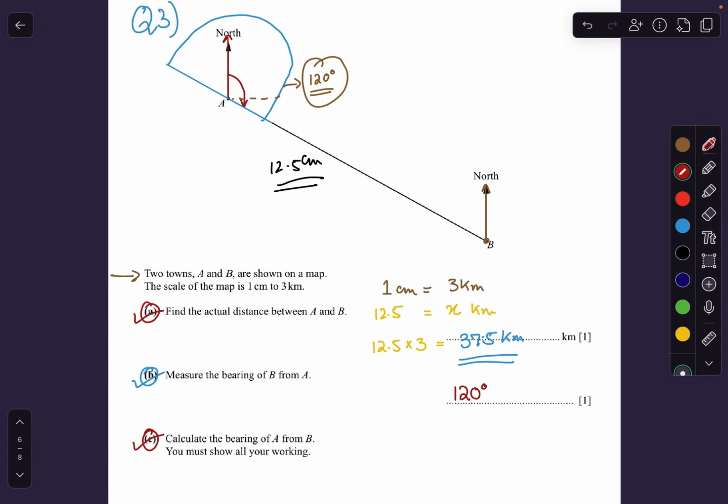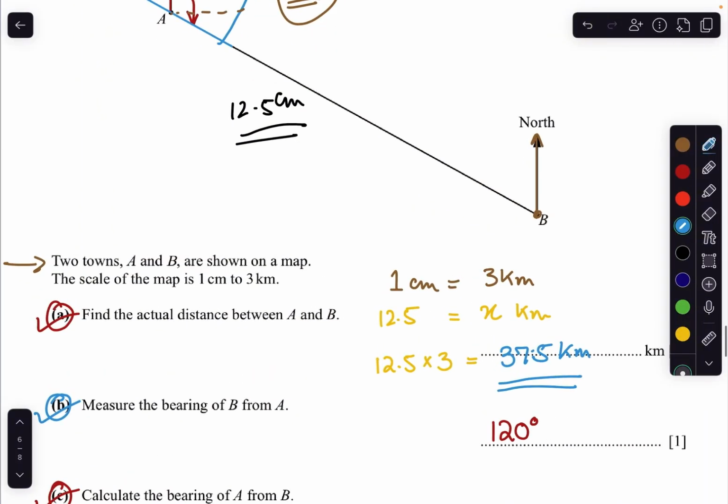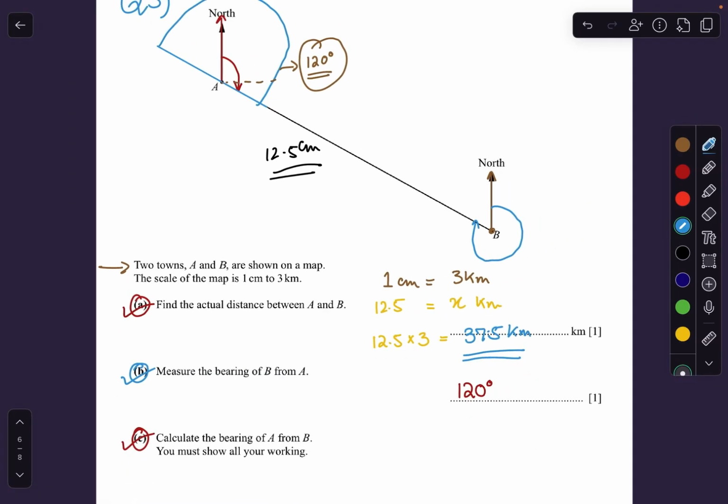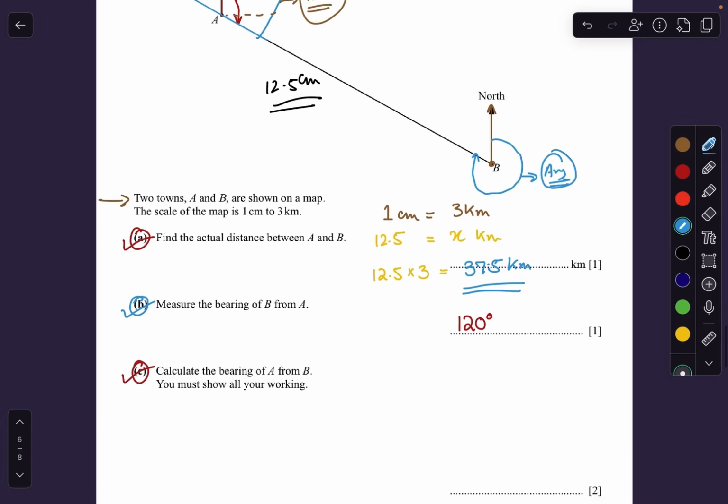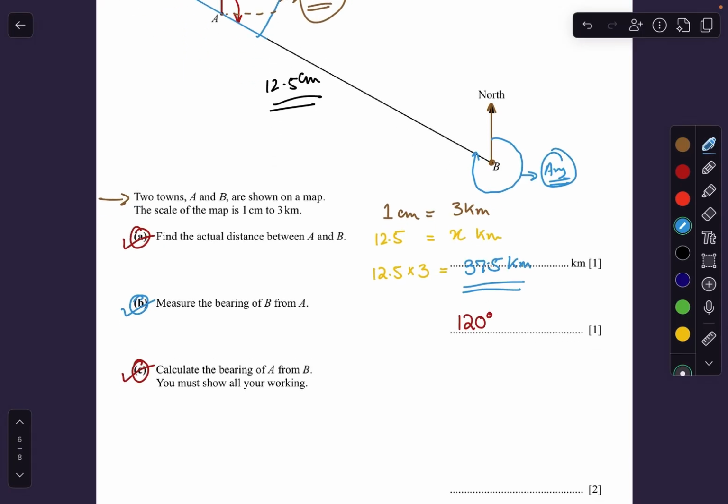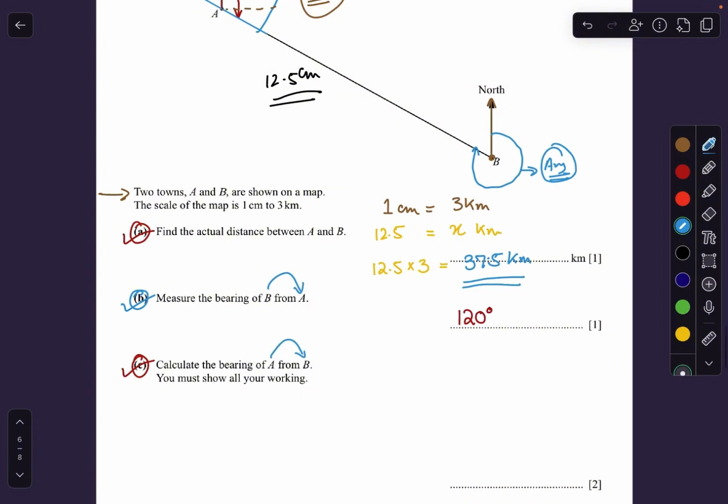Calculate the bearing of A from B. We have already got the bearing from A to B. Now you're getting the bearing from B to A. It means you have to go to the north of B and then get the bearing clockwise towards A. When you get it, this would be your bearing answer. But to get that, as I told you, you can apply the back bearing technique, because B from A is given and you are going to get A from B.